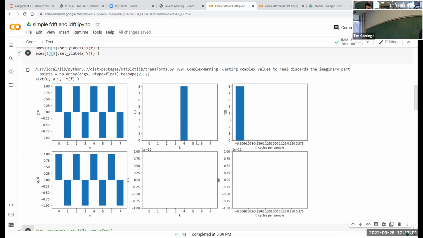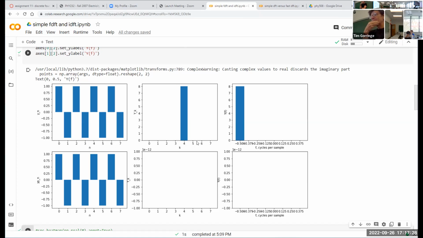Is the reason why our spike is at 4 because we have 4 instances of our repeating period? Can you repeat that? Yeah, you see that the only k value that we have for Y k is 4. Is that just because we have 4 repetitions of our up, down? It's, no.